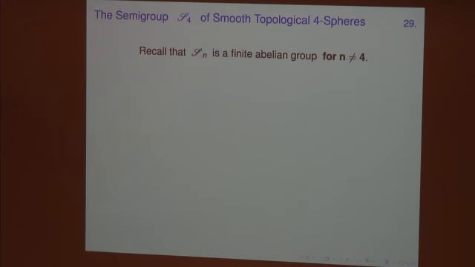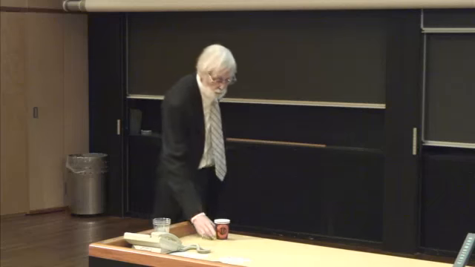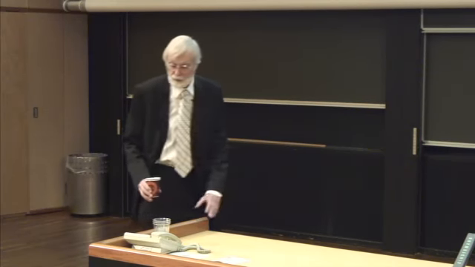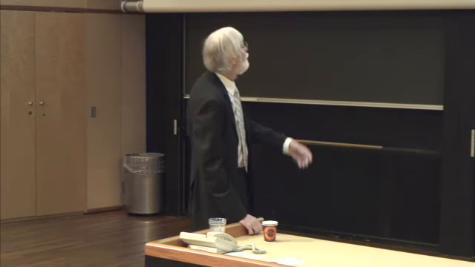So finally, let me go to what we can say about this semigroup of differentiable structures on the 4-sphere. Well, what is known? It's certainly a commutative associative semigroup with unit, since it's a subsemigroup of the commutative associative semigroup of all smooth 4-manifolds. And it has at most countably many elements, since any compact manifold has at most countably many differentiable structures by a simple argument.